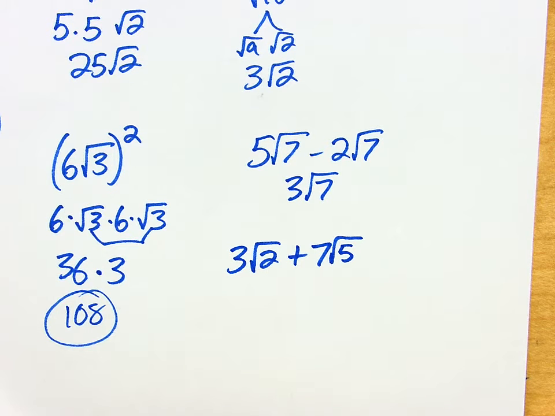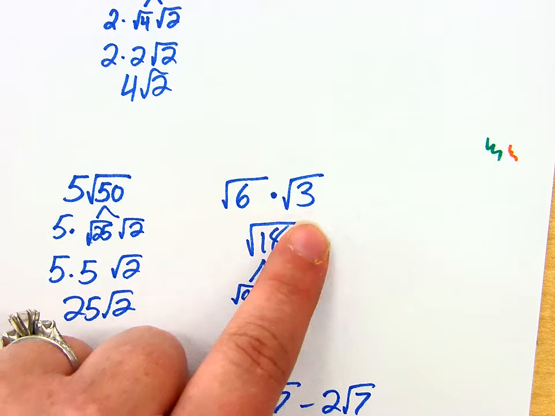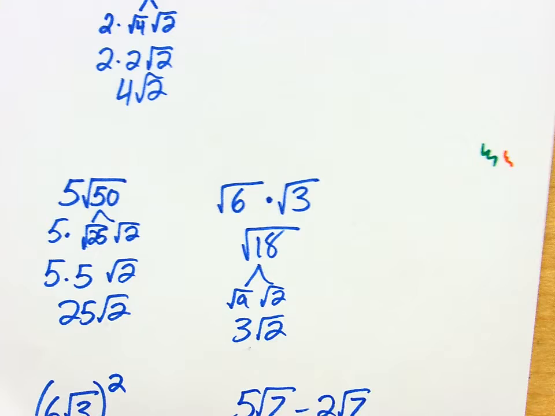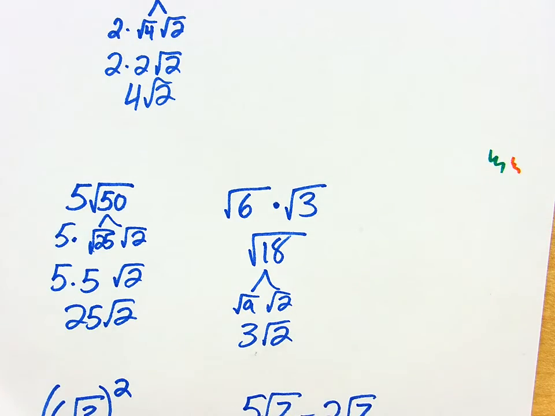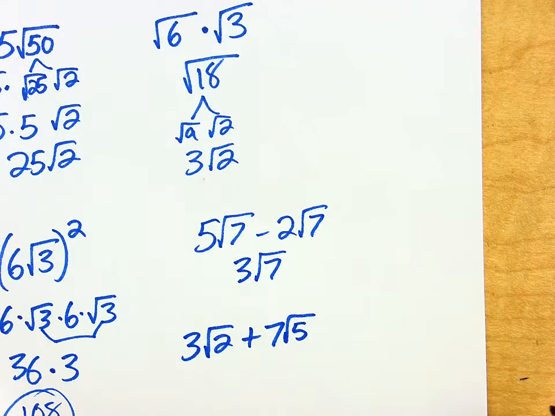So they have to be like radicals in order for you to add or subtract them. Multiplying, though, doesn't have to be. Like these two weren't like. Multiplying, same thing. X and y. You can multiply x and y together. You just get xy. So these two, even though they're different, you can multiply them together, but you cannot add or subtract them. Adding or subtracting, you have to have like radicals.